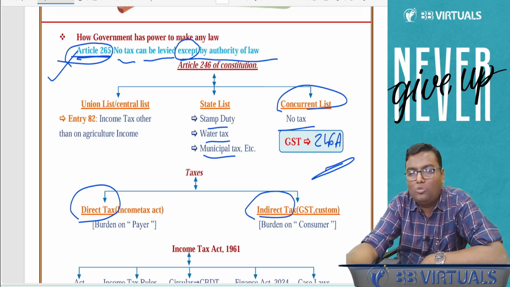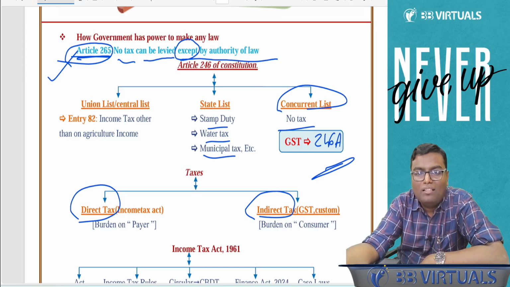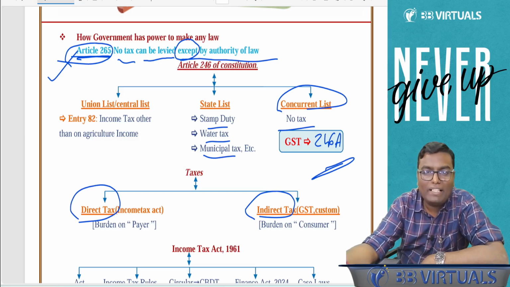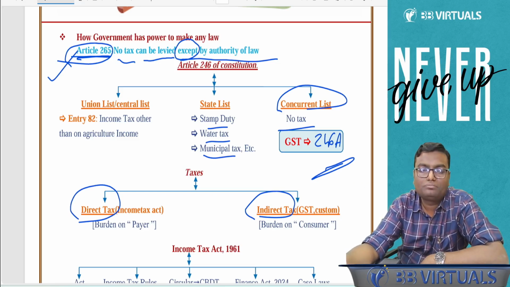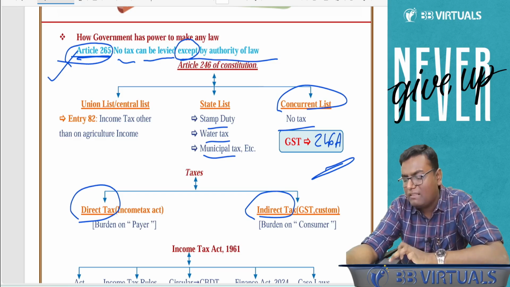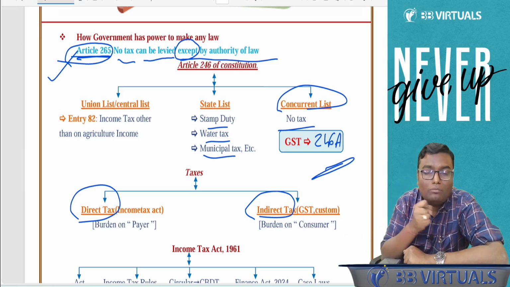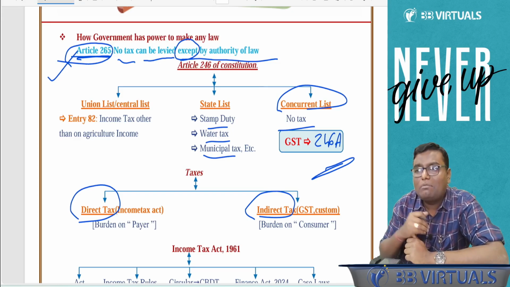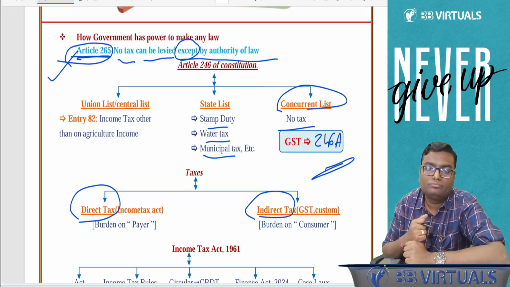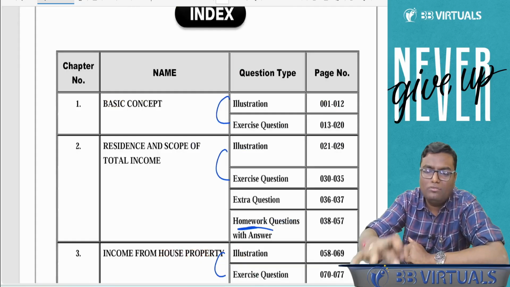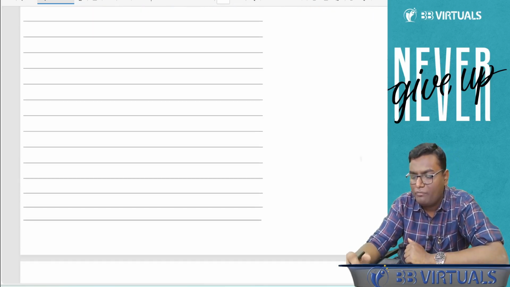And this you all know. These are the basic things. You must have studied in school also that we have two kinds of tax system, direct tax and indirect tax. Now, what is the difference? There were some lines which you must have mugged up also, that direct tax burden is on the payer and indirect tax burden is on the consumer. Let me explain some easy points over here.